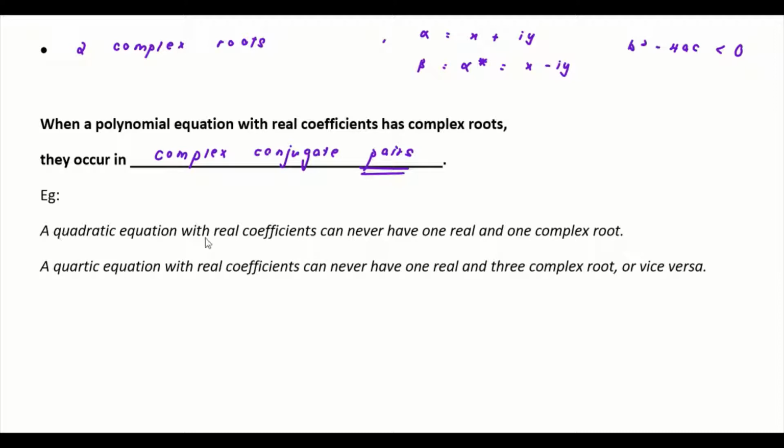A quadratic equation with real coefficients can never have one real and one complex root. Why is it? From the first lesson, you can already see that. Normally when you have one complex root, the other will be its conjugate pair. So the idea is like this. If a quadratic equation has roots alpha and beta, then when we form an equation from these two roots, we will always do x minus alpha, then x minus beta, isn't it?